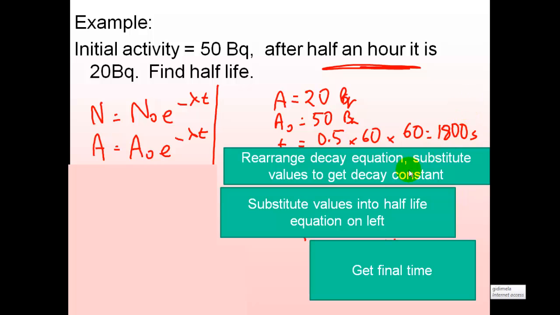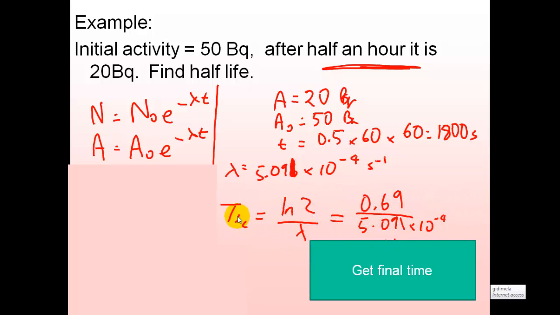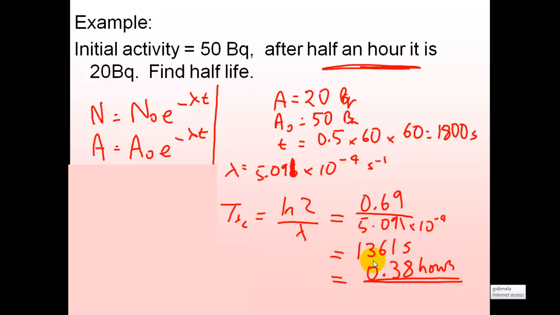Now we need to rearrange the decay equation and substitute values to get the decay constant. This is the decay equation, so we just put those values in. We know A naught, we know t, so we're going to find a value for lambda, which is 5.09 times 10 to the negative 4. Then we substitute this value of lambda into the half-life equation, and we're going to find that the half-life should be equal to 1361 seconds.